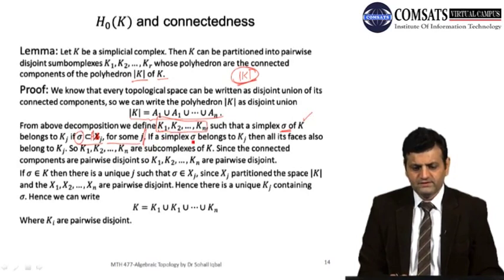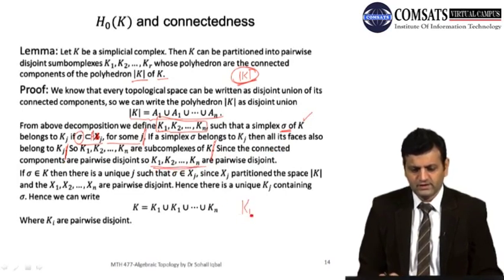If a simplex sigma belongs to Kj, then all its faces also belong to Kj, because the faces of sigma also satisfy the same condition, that the underlying space of the face belongs to Aj. So that's why this Kj contains all its faces as well. So basically it satisfies the conditions of a simplicial complex. That's why all of these K1 up to Kn are subcomplexes of K. Since the connected components are pairwise disjoint, all these subcomplexes are also pairwise disjoint.